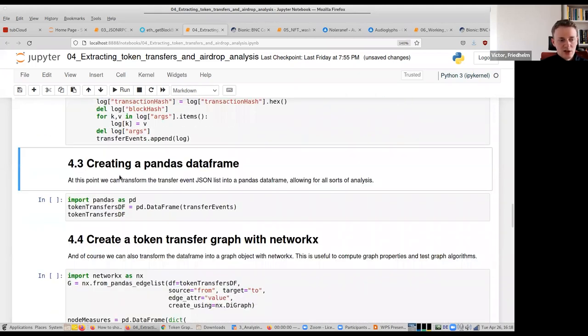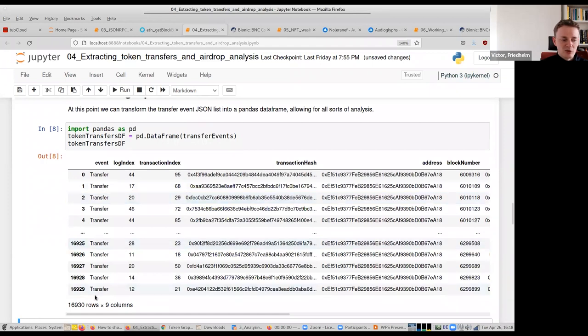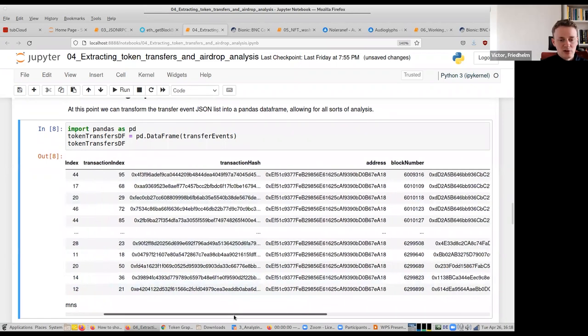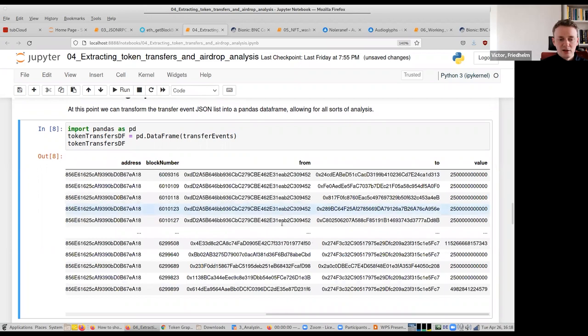And so having done that, we can then again create a pandas data frame. And so now we have almost 17,000 transfer events just from this one token contract. And you can see again, okay, we have all the fields, it's a transfer event type, belongs to a certain block that was contained and has, of course, some transaction hash that you can use to look it up. And then again, from, to, and these values.